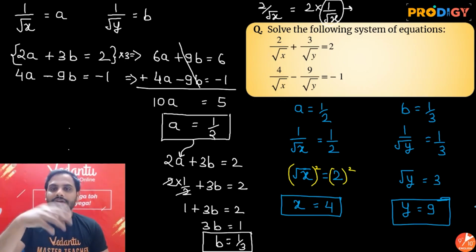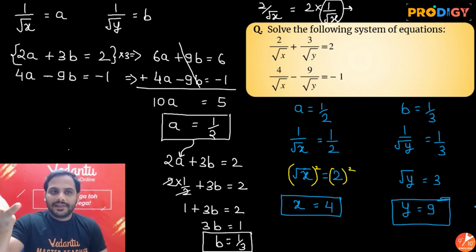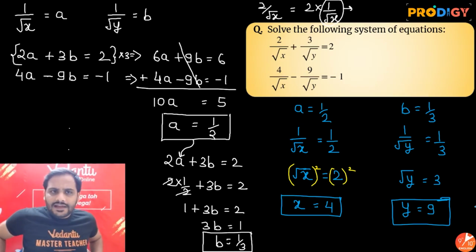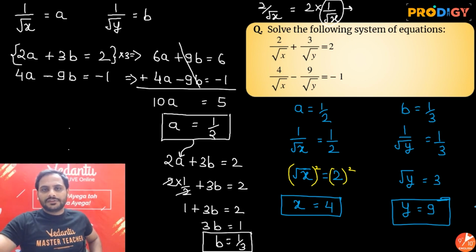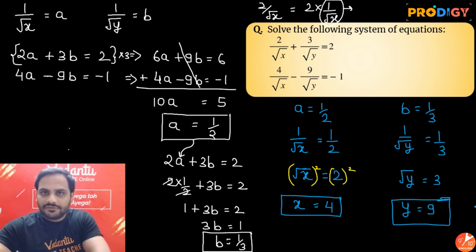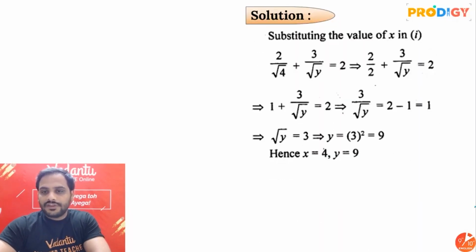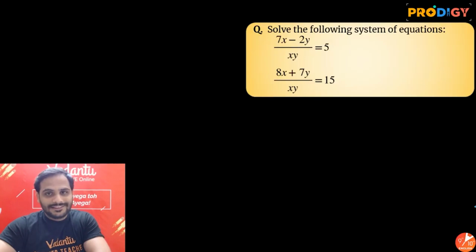Are you getting my point? So I am trying to replace the variables in such a way that I convert those equations into linear equations in two variables, right? Alright, so we have got x equal to 4, y equal to 9. Okay? Please don't stop at the value of a and b. We need to solve it further.